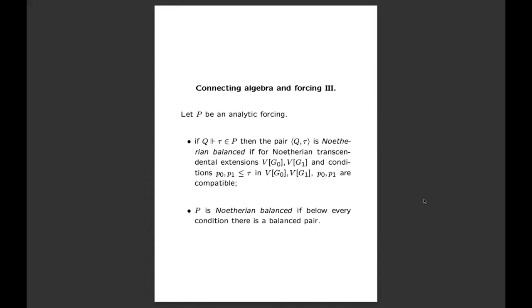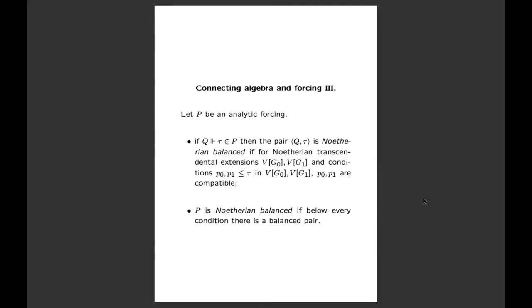Suppose that P is an analytic forcing. That means it's just a partial order on a Polish space, the set of conditions is an analytic set, and the ordering is analytic. Now let Q be another forcing, completely different, probably a large collapse of something, and tau be a name for a condition in P.